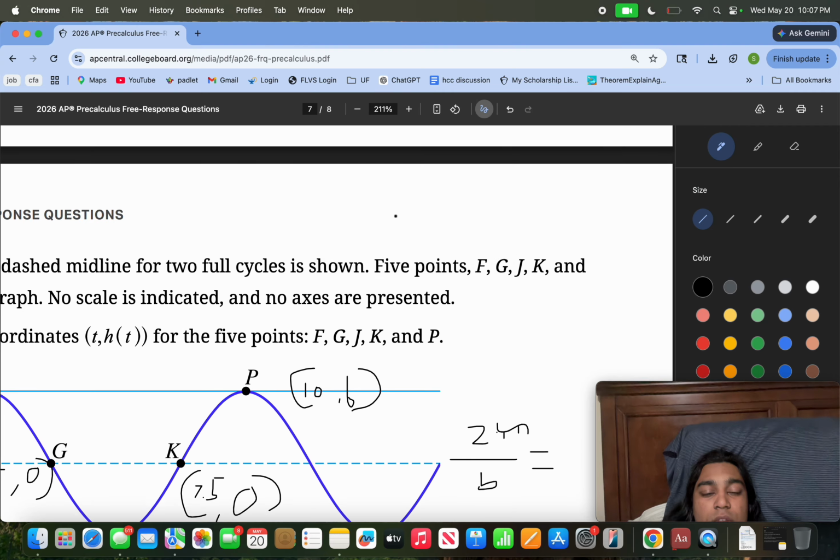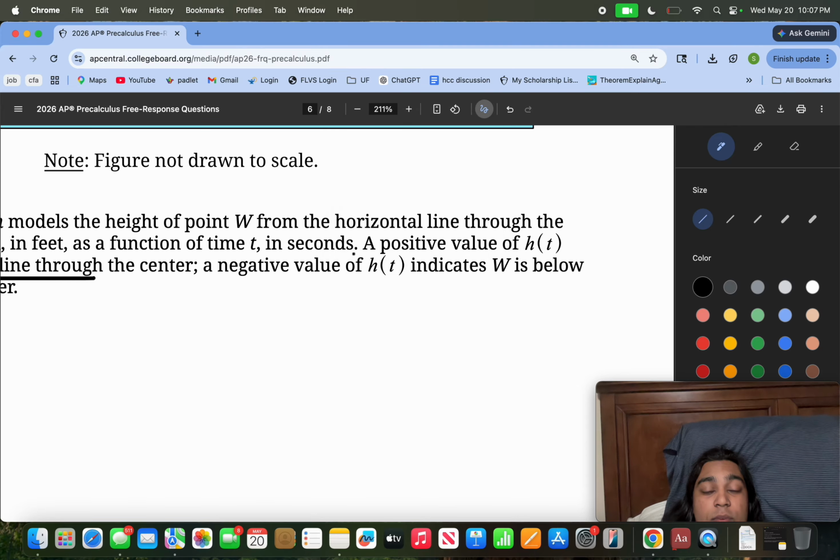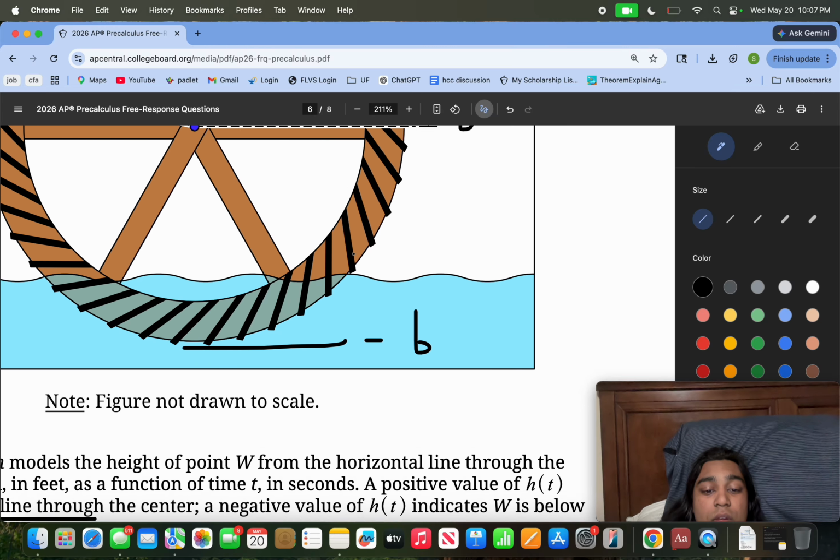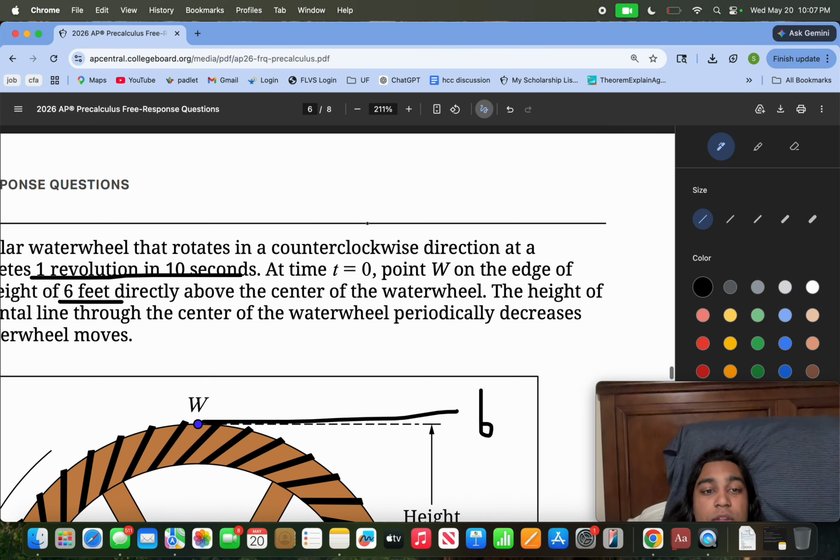Oh, that's my stomach. My stomach's making some crazy noises right now. Oh my gosh, stop telling me to leave the site.